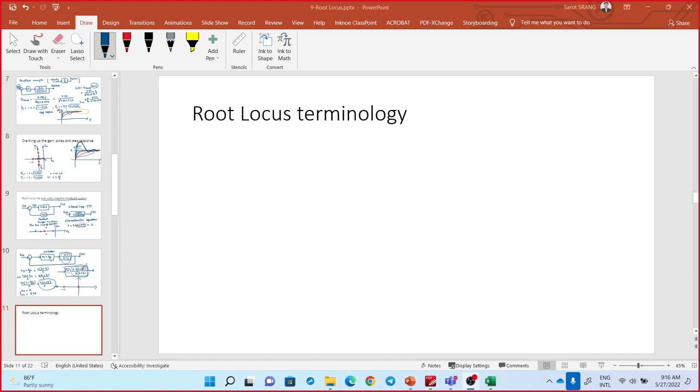Okay, so this part is about root locus terminology and sketching rules. First, let's see some terminology of root locus. Let me draw some root locus and explain it one by one.